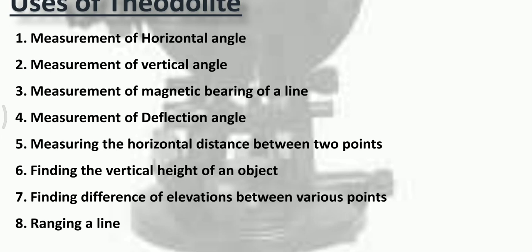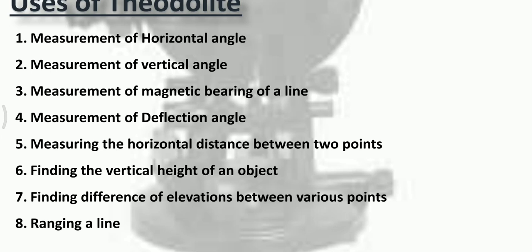Next one, find the vertical height of an object. The sixth use of the theodolite. With the help of the vertical angle and the distance between the instrument and the building, we can easily find the height of the building. So that is one important use of the theodolite, finding the vertical height of an object.